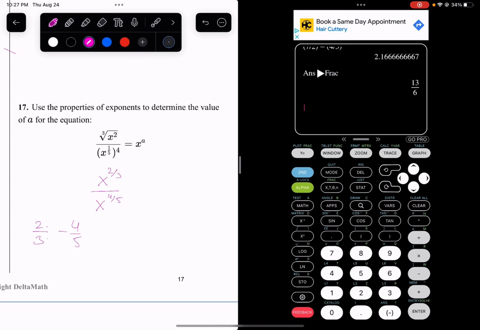You're going to multiply the top and the bottom here. This guy's going to be by 5, so we get 10/15. This guy we got to multiply by 3, so we get 12/15. So I end up with -2/15. All right. So my answer is that x to the power of -2/15 is equal to x to the power of a. So therefore, a equals -2/15.